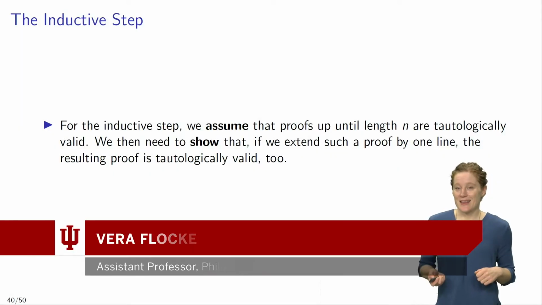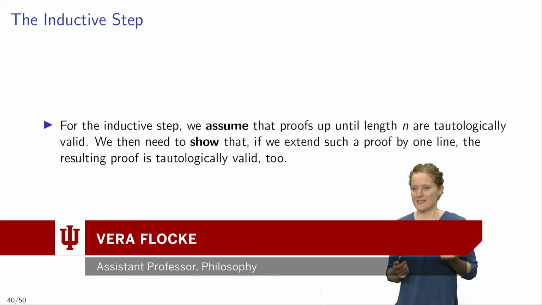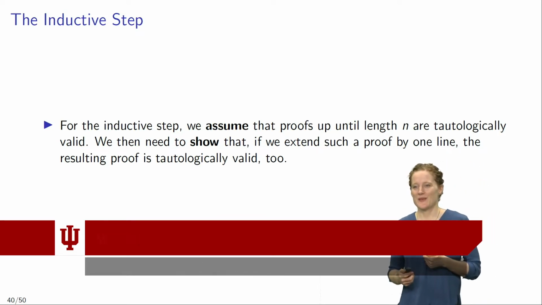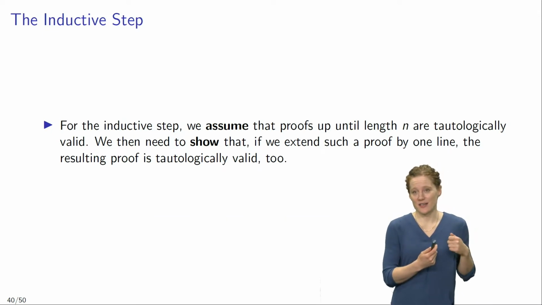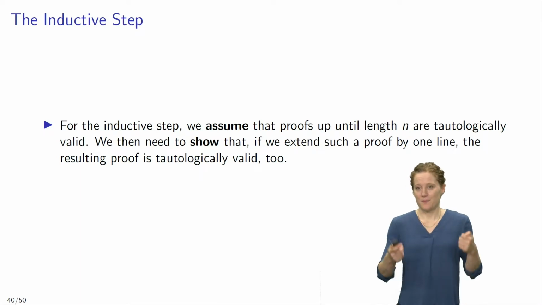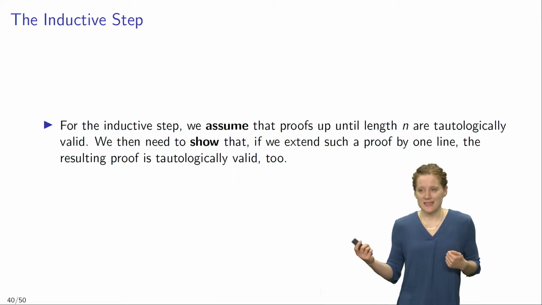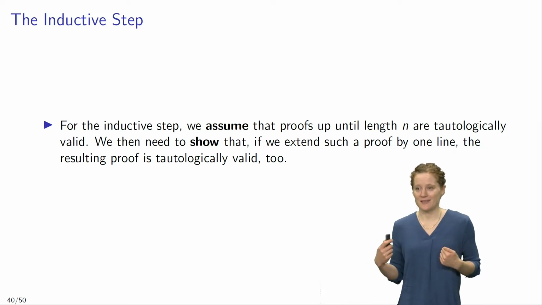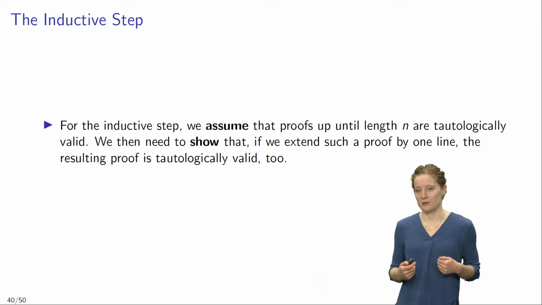Let's instead think about the inductive step. For the inductive step, we start with an assumption. We assume that proofs up until length n are tautologically valid. And based on this assumption, we then need to show that if we extend such a proof by one line, then the resulting proof is tautologically valid too.